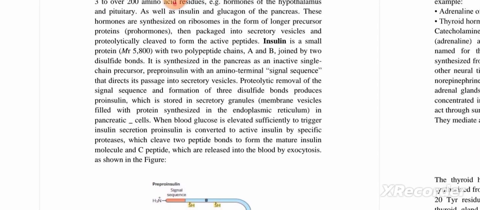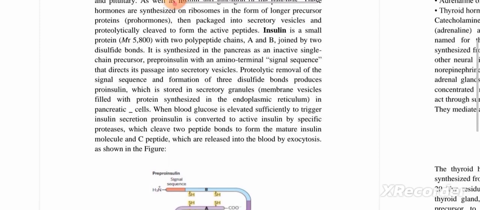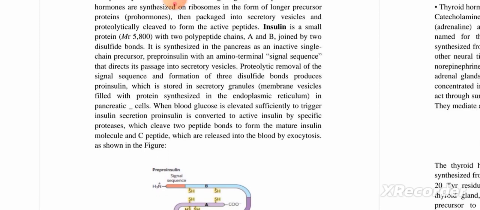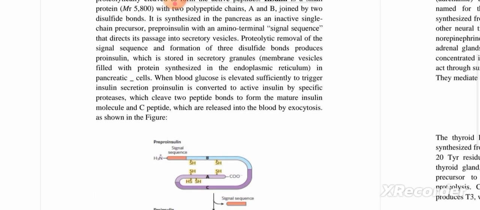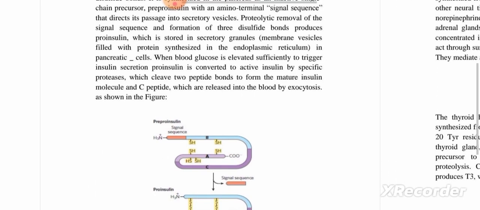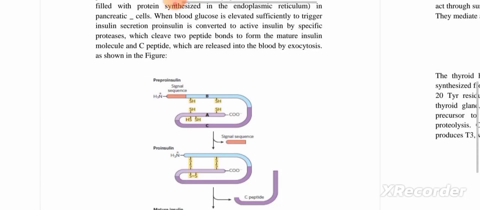It is synthesized in the pancreas as an inactive single-chain precursor, pre-proinsulin, with the amino terminal signal sequence that directs its passage into secretory vesicles. Proteolytic removal of the signal sequence and formation of three disulfide bonds produce proinsulin, which is stored in secretory granules, membrane vesicles filled with the protein synthesized in the endoplasmic reticulum in the pancreatic cell. When the blood glucose is elevated sufficiently to trigger insulin secretion, proinsulin is converted to active insulin by specific proteases which cleave two peptide bonds to form the mature insulin molecule and C-peptide, which are released into the blood by exocytosis as shown in the figure.